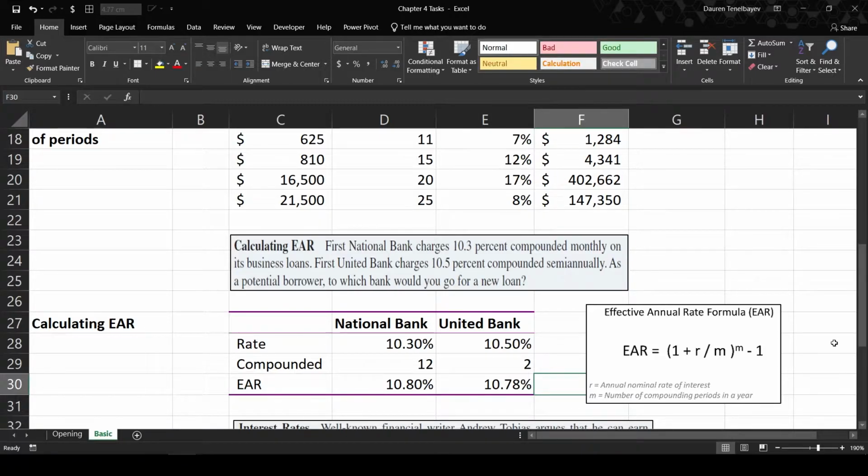The question was, as a potential borrower, to which bank would you go for a new loan? So obviously we will choose the United Bank. It offers a lower effective annual rate, which means we will pay less interest in the case of borrowing money from the United Bank.